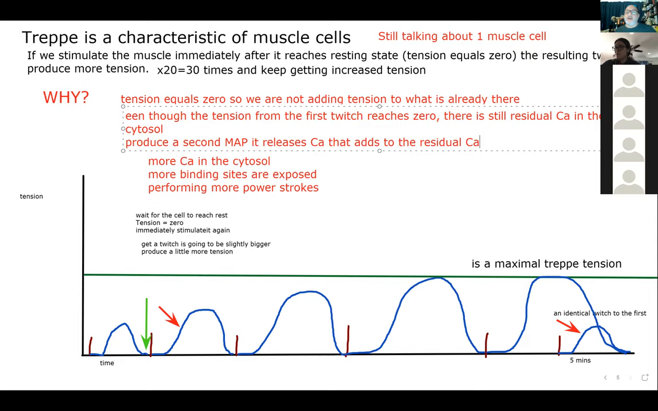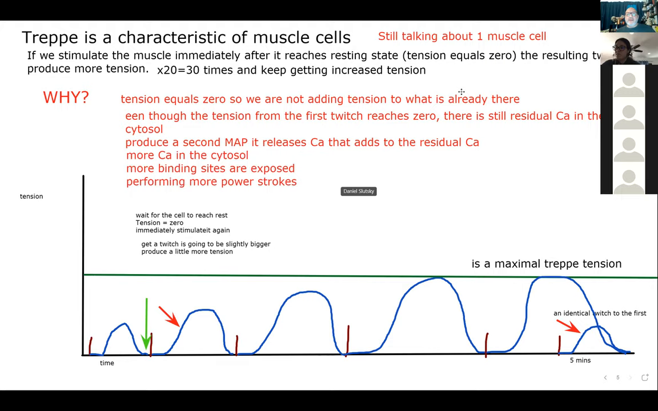With more calcium in the cytosol, more binding sites are exposed. We perform more power strokes, and as a result of that, we get more tension. Notice when we waited 5 minutes, what happened to all that residual calcium there? The calcium pump was able to get back to normal. In 5 minutes, all the calcium is put back away, so there's no more residual calcium. So we got the same size twitch.